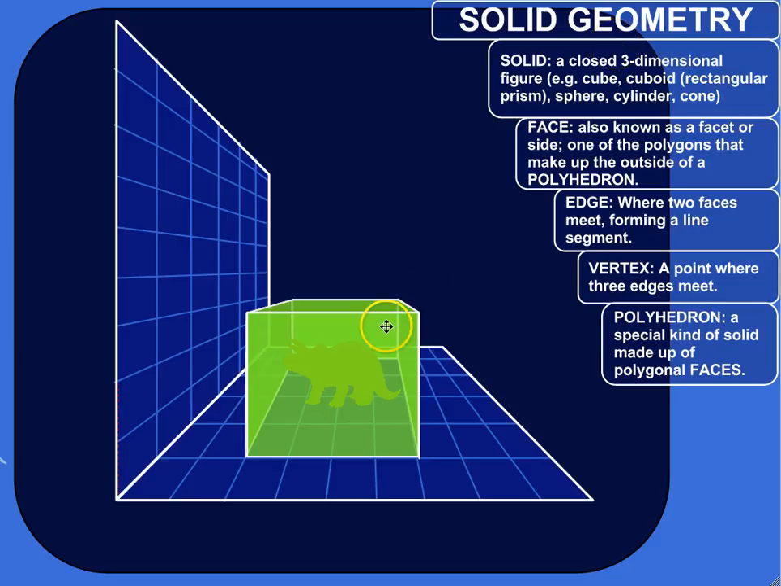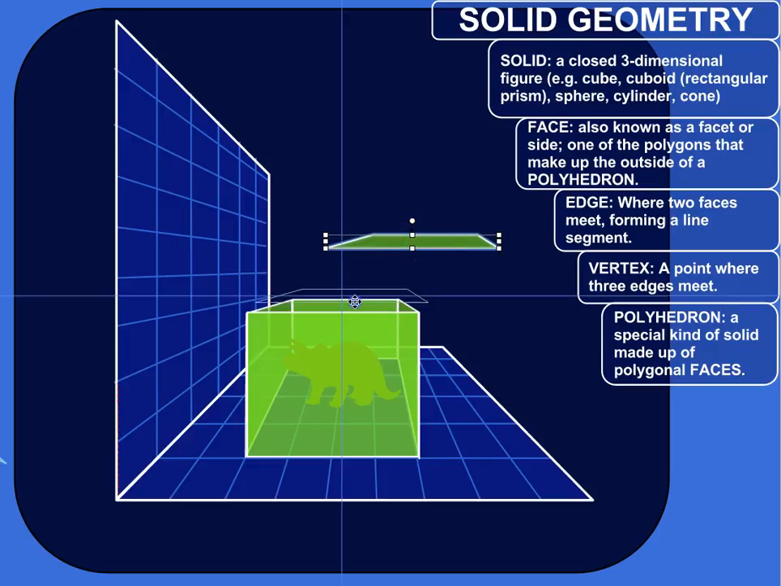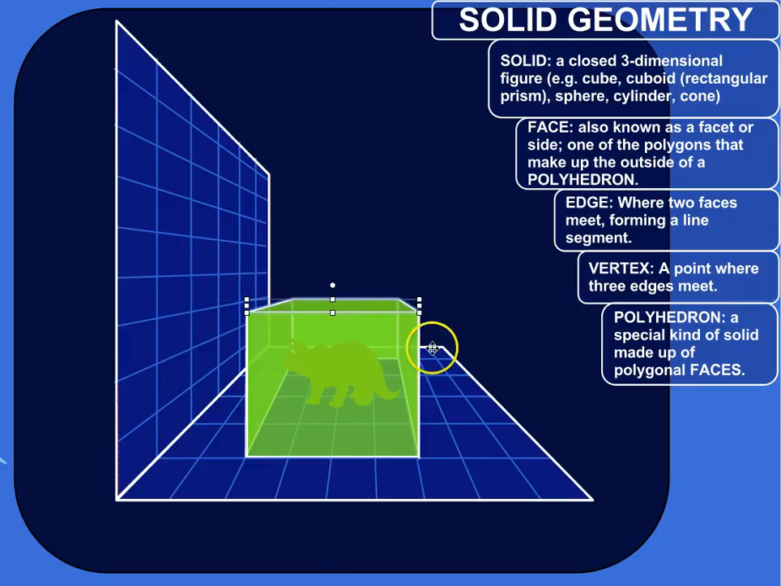So here I've got a solid. It's closed, meaning it's not open. If I open it here, now it's open. It's not completely enclosing a space on the inside. So it's a closed figure. In this case, I've got a rectangular prism. A cube would be an example of a solid. A sphere, like a soccer ball, a cylinder or a cone.